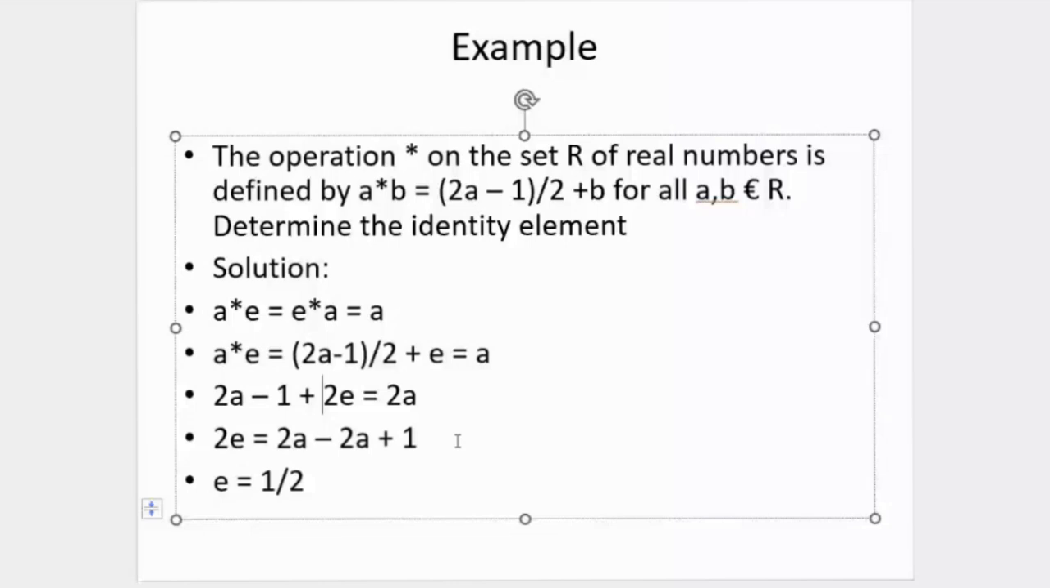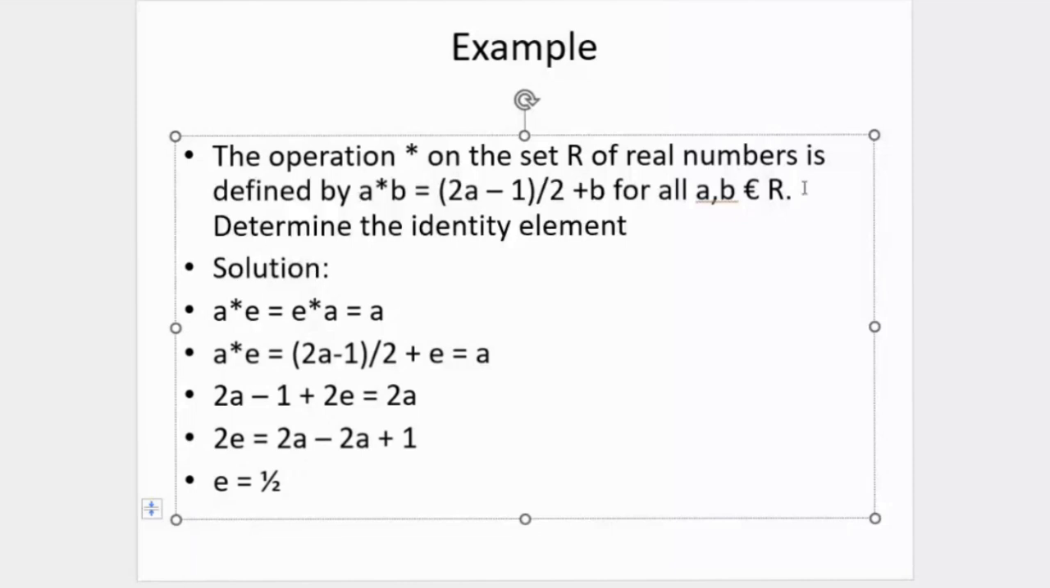Now what this means is that the identity element for this operation, A asterisk B, as has been given to us, is half. Meaning that if you take any number in the set of real numbers R and perform this binary operation with the identity element half, you are always going to get that same element. Now, let's test it out to confirm that what we have said is correct.